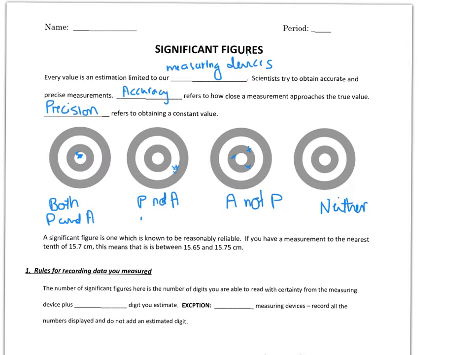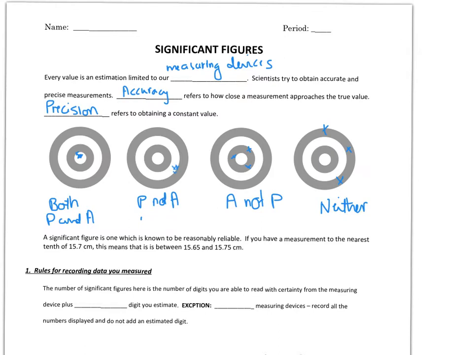Finally, if you have neither, you have one here, one there, another one there. They're not precise, they're not together, but also they are not accurate either because they're nowhere near the bull's eye.